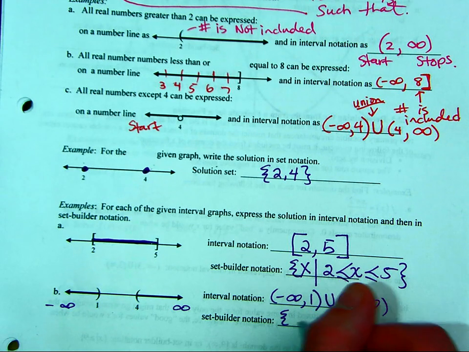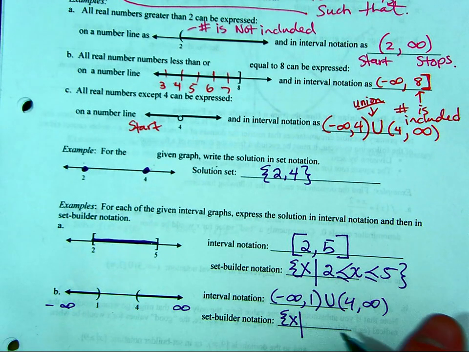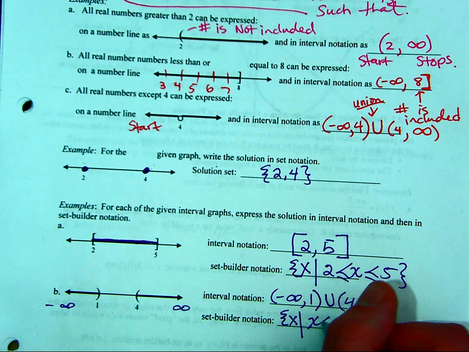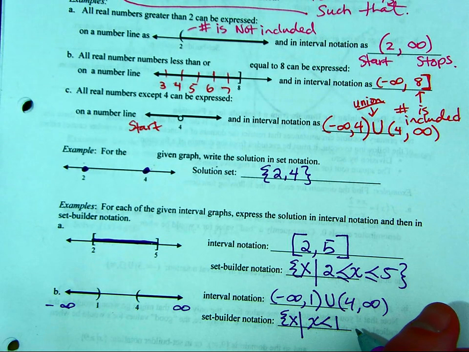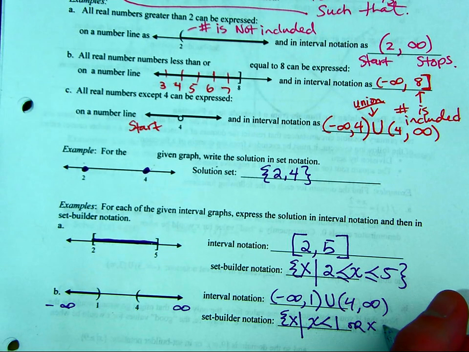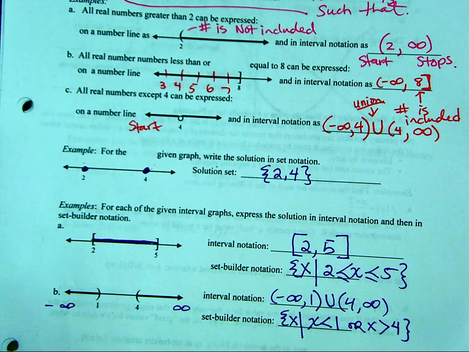What about the set builder notation? This is a little bit tricky. X such that, there's a couple of different ways you could probably write this, but I'm just going to write it as x is less than 1 or x is greater than 4. Because I'm not putting x in between the 2, right? It jumps over the 1 to 4 area. Okay, any questions about that?